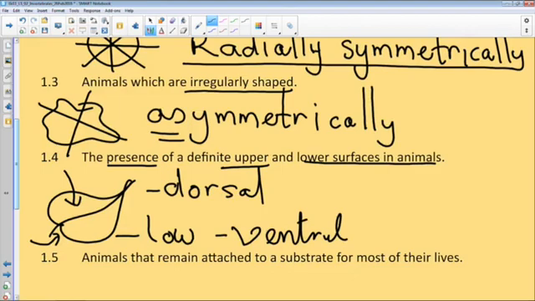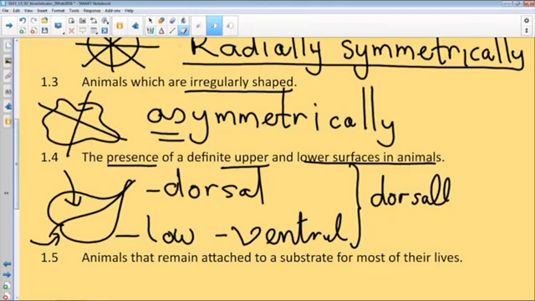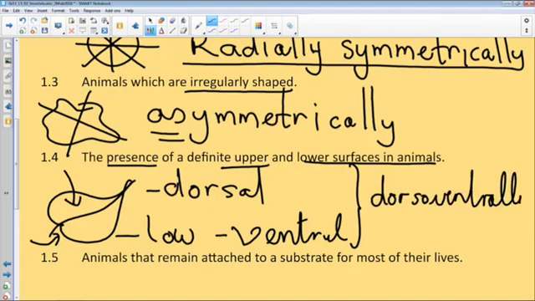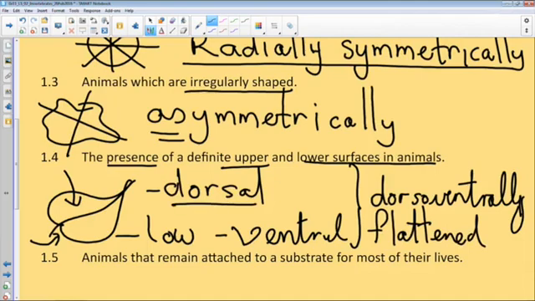So what is the term that describes organisms that basically have a definite upper surface and a lower surface? So we refer to these organisms as being dorsoventrally flattened. I'm just going to erase that for you quickly. So these have both a dorsal surface and a ventral surface. So again, the key words are dorsal and ventral surface. Okay, cool. Let's move on to question number 5.